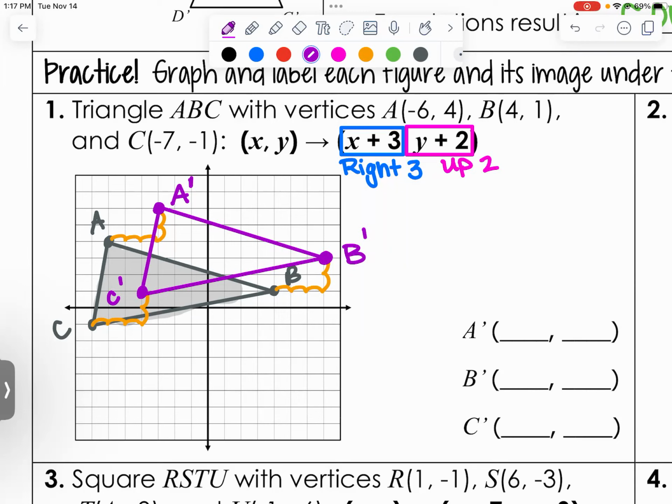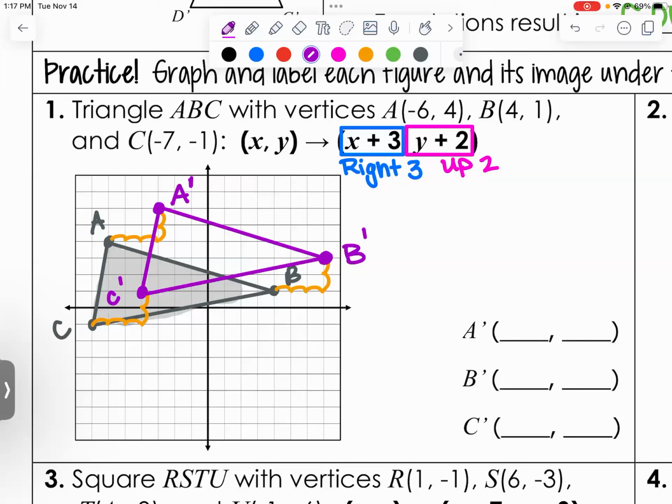Now we need to name our new coordinates. So mine are in purple, right? And I'm going to show you two different ways to do this, okay? Coordinate A prime. Here's the origin. What coordinate is that A prime?